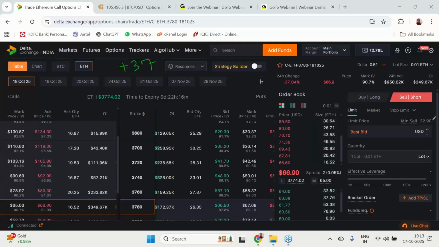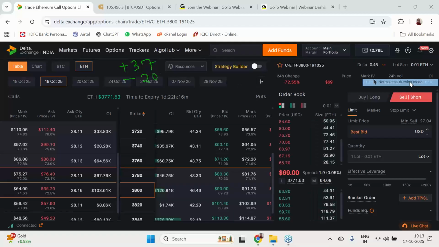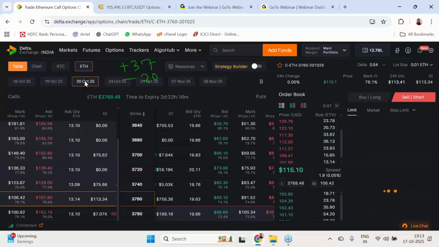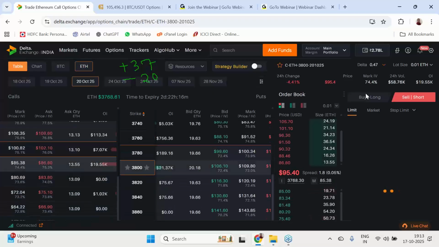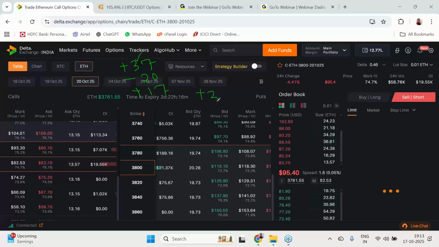So we'll get $37. Now in the next series we go with the same 3,800. What is the theta? We'll be losing 20, minus 20. Then we go for the next cycle, the 20th. What will be the theta? Theta plays a big role here. Theta is 17, so we have sold, and we'll get 17 theta. All in all, you can see here 37, 47. Here $3 is lacking, so plus 32 theta we have formed.